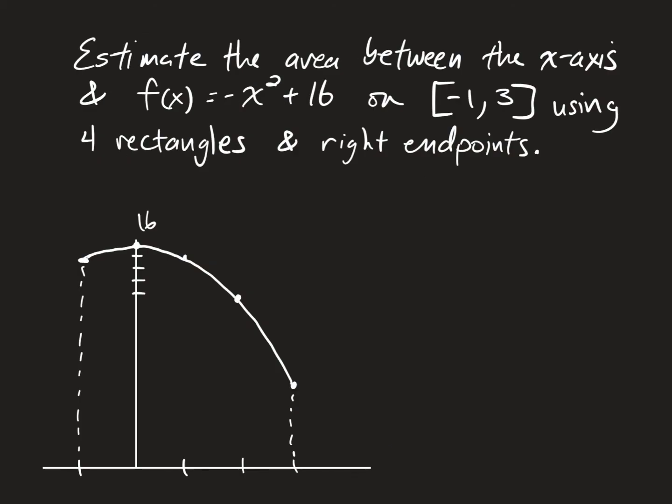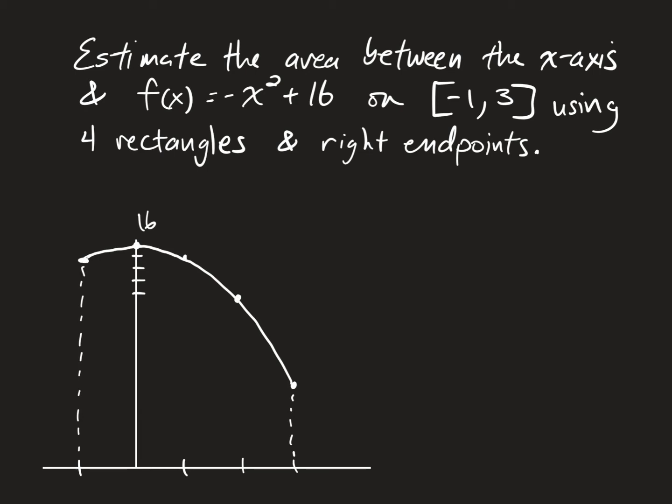On this slide, we're going to estimate the area between the x-axis and the function f of x equals negative x squared plus 16 on the interval from -1 to 3. And we're going to use 4 rectangles to do this with right endpoints. So what this means is that we will be segmenting this interval from -1 to 3 using 4 rectangles.